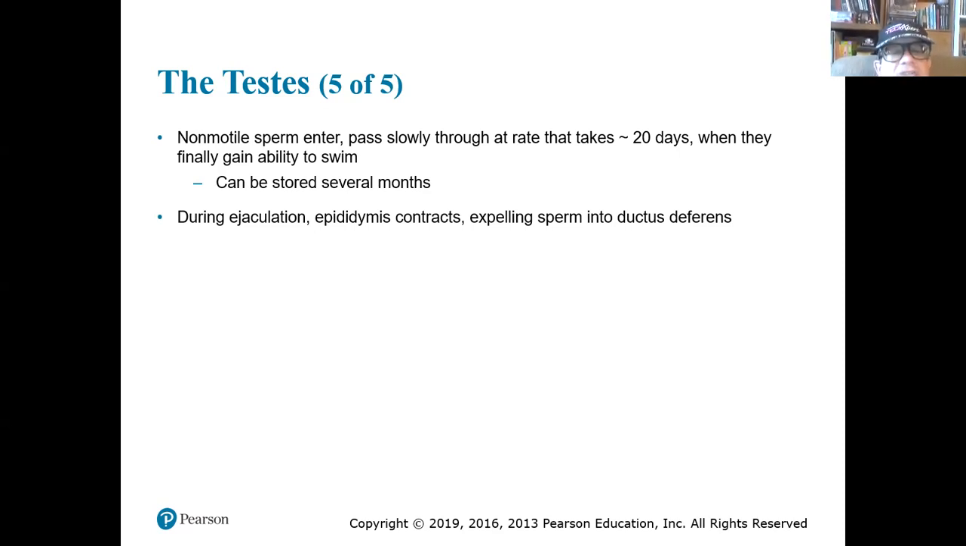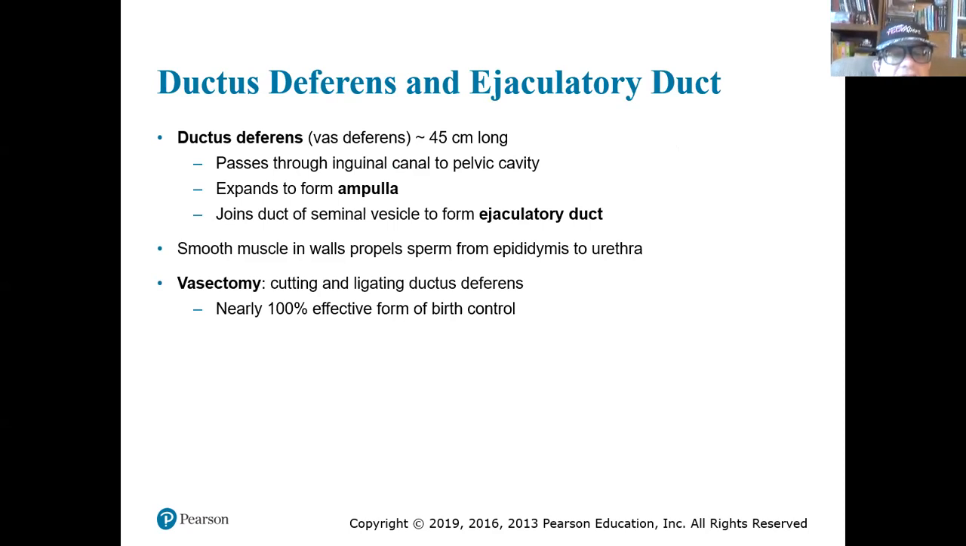During ejaculation, the epididymis will contract, and that will expel the sperm, that will squirt the sperm up the ductus deferens, up the vas deferens. So the vas deferens is about 45 centimeters long. It goes through the inguinal canal into the pelvic cavity. It expands on each side. The expanded area, and this is on the back of the bladder, is called the ampulla. And at the ampulla, you have the vas deferens joining the seminal vesicle to form the ejaculatory duct.